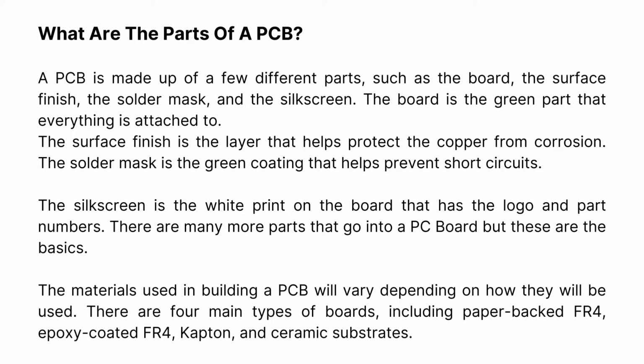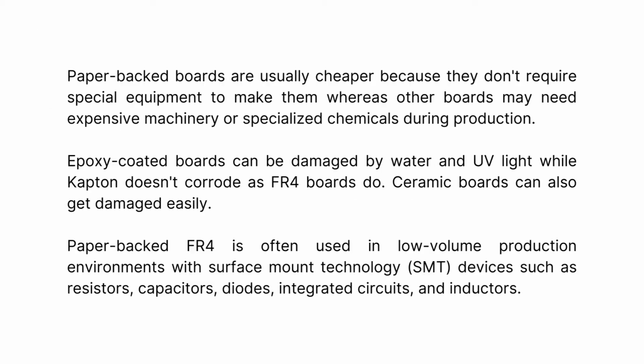The materials used in building a PCB will vary depending on how they will be used. There are 4 main types of boards, including paper-backed FR4, epoxy-coated FR4, Kapton, and ceramic substrates. Paper-backed boards are usually cheaper because they don't require special equipment to make them, whereas other boards may need expensive machinery or specialized chemicals during production.